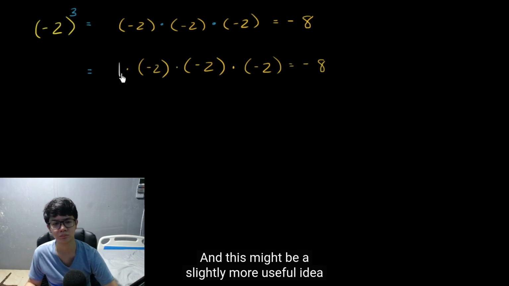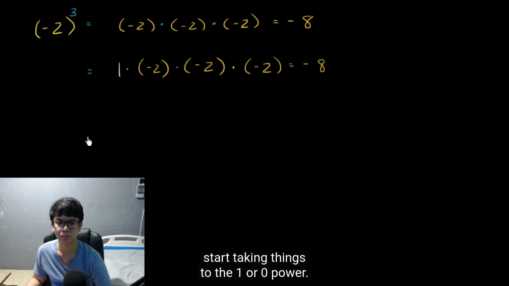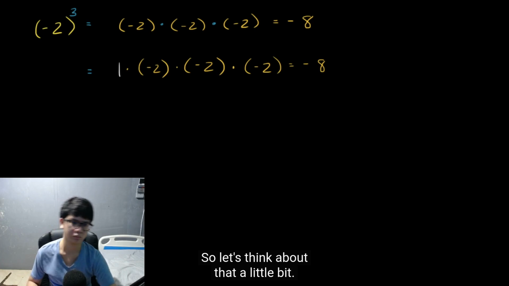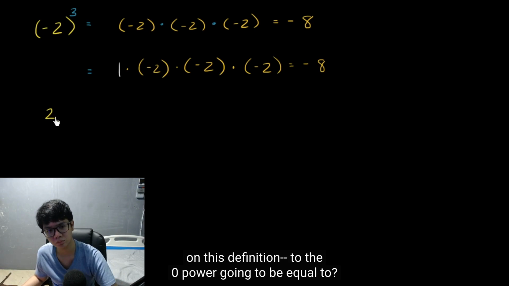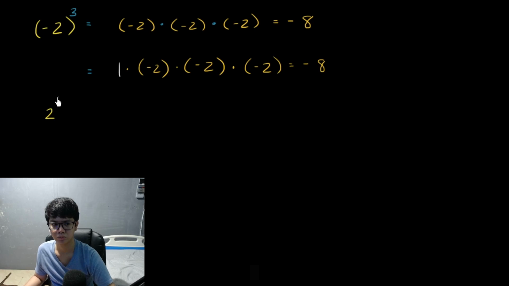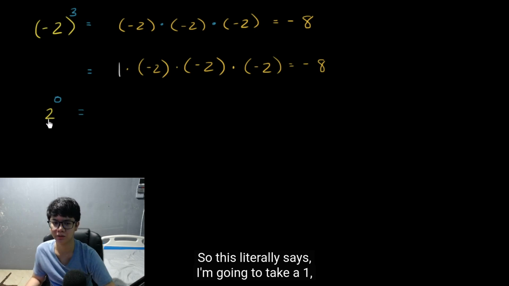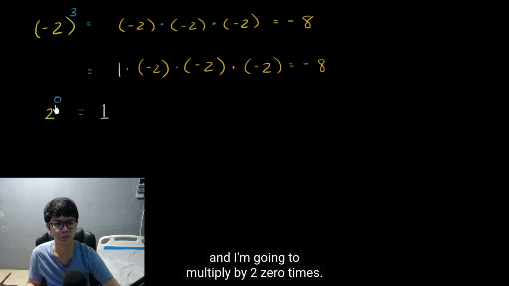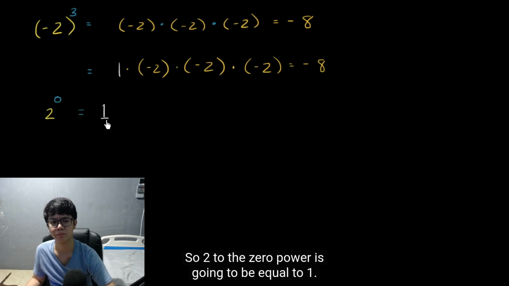And this might be a slightly more useful idea to get an intuition for exponents, especially when you start taking things to the 1 or 0 power. So let's think about that a little bit. What is positive 2 to the 0 power going to be equal to, based on this definition? Well, this says how many times you're going to multiply 1 times this number. So I'm going to take a 1 and multiply it by 2 0 times. If I multiply it by 2 0 times, I'm just left with the 1. So 2 to the 0 power is going to be equal to 1.